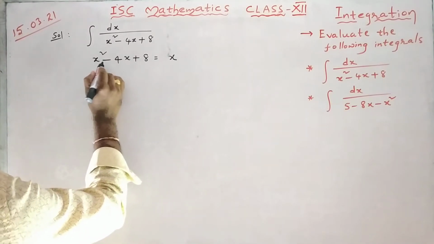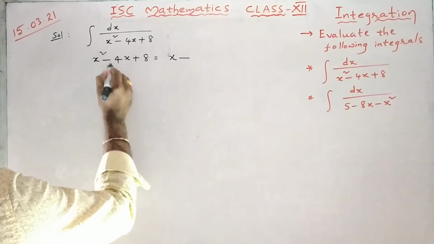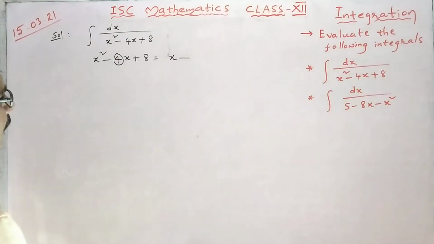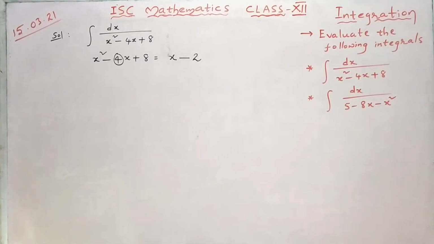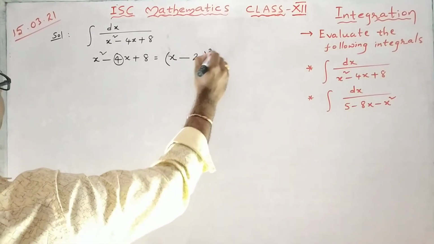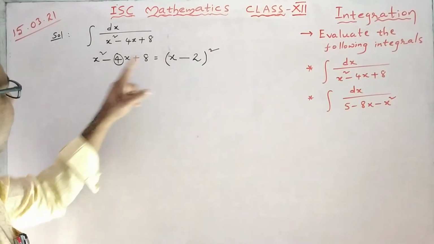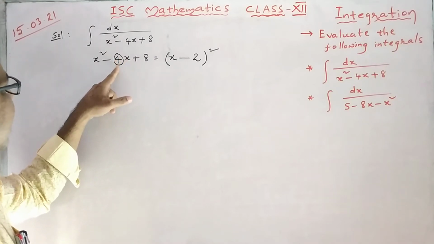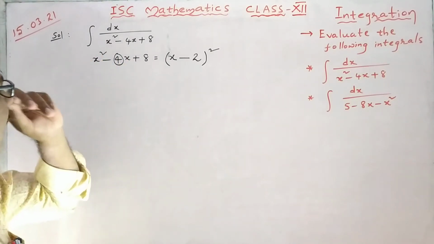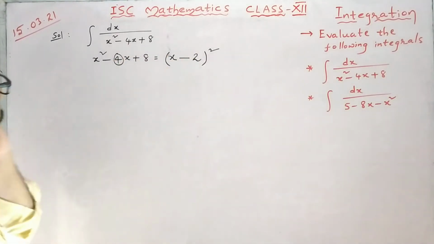Whatever the symbol is, write it as it is. If there is plus, you write plus. Here we have minus, so I am writing minus. What is the coefficient of x here? 4. Write half of the coefficient of x, that is 2, and put the whole square. Once again, first write x, write the same symbol, and write half of the coefficient of x. Since the coefficient of x is 4, write 2 and put whole square.